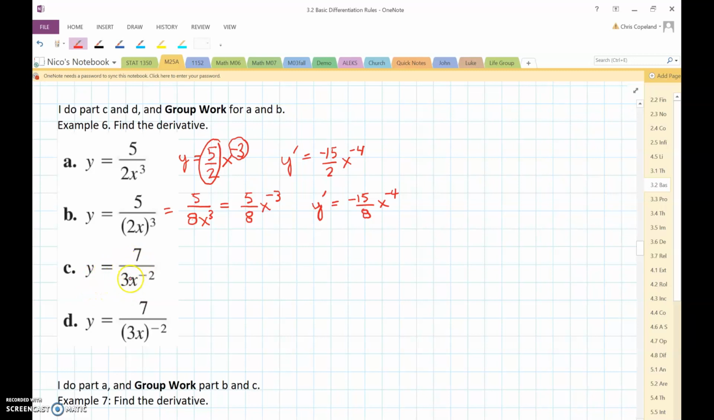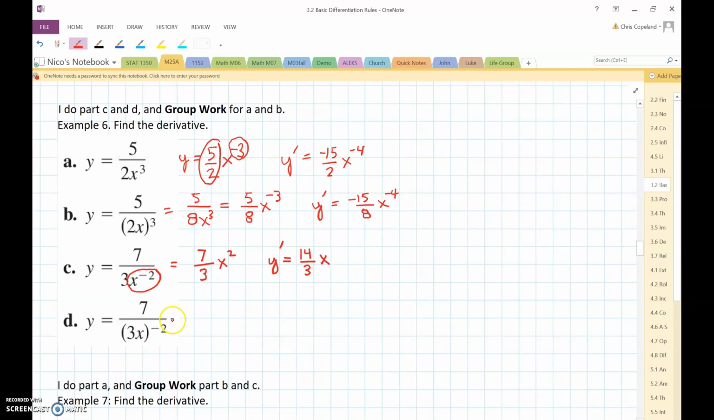Y equals 7 over 3x to the negative second. So the first thing I would do, I would put this into the denominator, or think of it like this, 7/3 x squared, and then I would take the derivative. Notice when I'm taking the derivative, I use this y prime. That way you're indicating you're using the proper notation that you're taking the derivative. So when I take the derivative, I'm going to get 14 over 3 x to the first power.